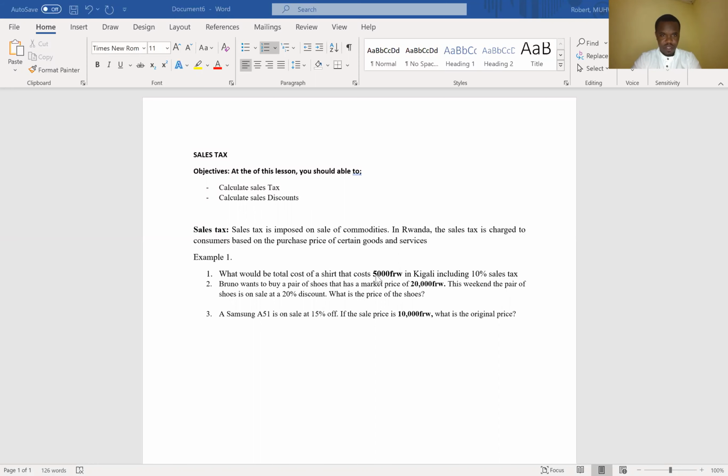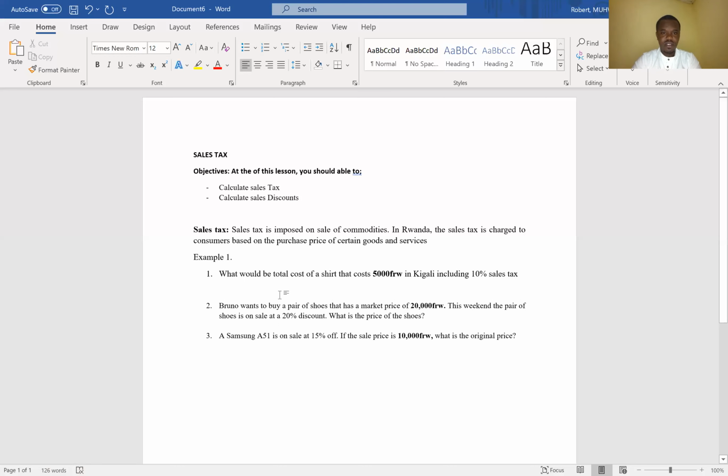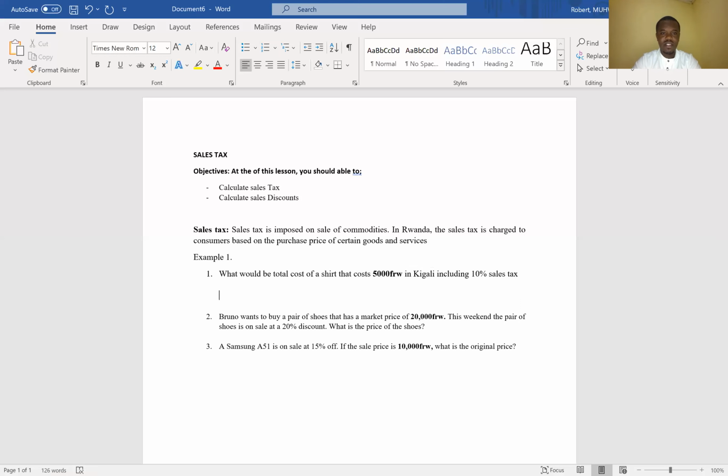Let's go straight to example number one and how we should go through it. It says, what would be the total cost of a shirt that costs 5,000 francs in Kigali, including sales tax of 10%? So the shirt costs 5,000, but they are asking how much it would cost if we include 10% sales tax.